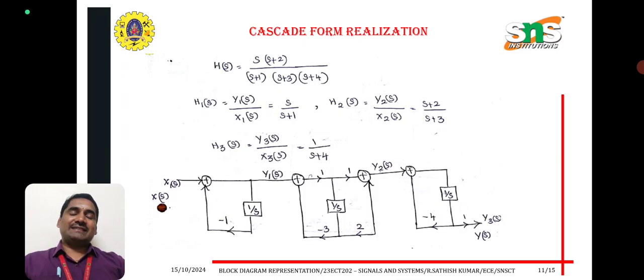Again, the third one, cascade form, added with which is equal to 1 divided by (s plus 4), which is equal to 1 divided by minus 4 into minus 4 by s into W(s), which can produce the output as Y3(s). This is the cascade form realization.